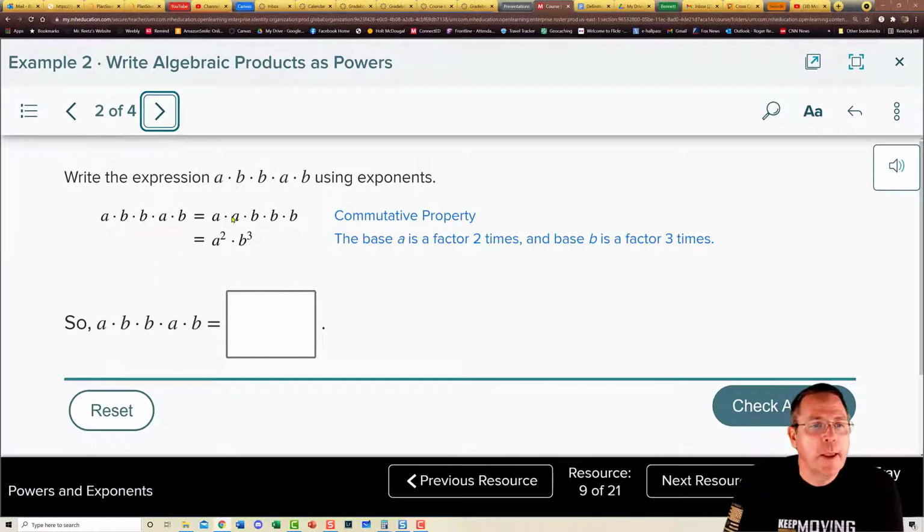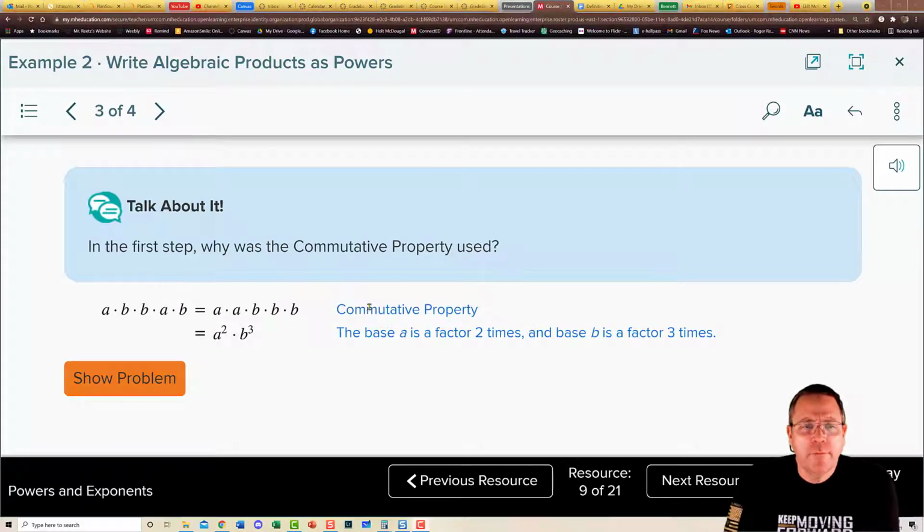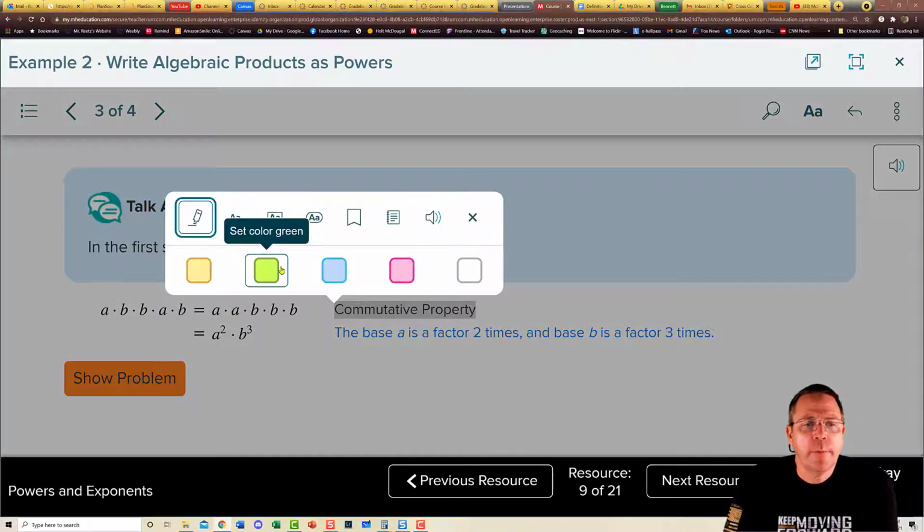They took the A's and put them in the front, and the B's and put them in the back, and that's the standard way we do it. We're going to do it in alphabetical order. There were 2 A's, so it's A squared, times 3 B's, which is B cubed. So the answer is, well, I'm not going to retype it because they kind of gave it to us right there. A little bit of reiteration: that commutative property is a really important property that we're going to be using.